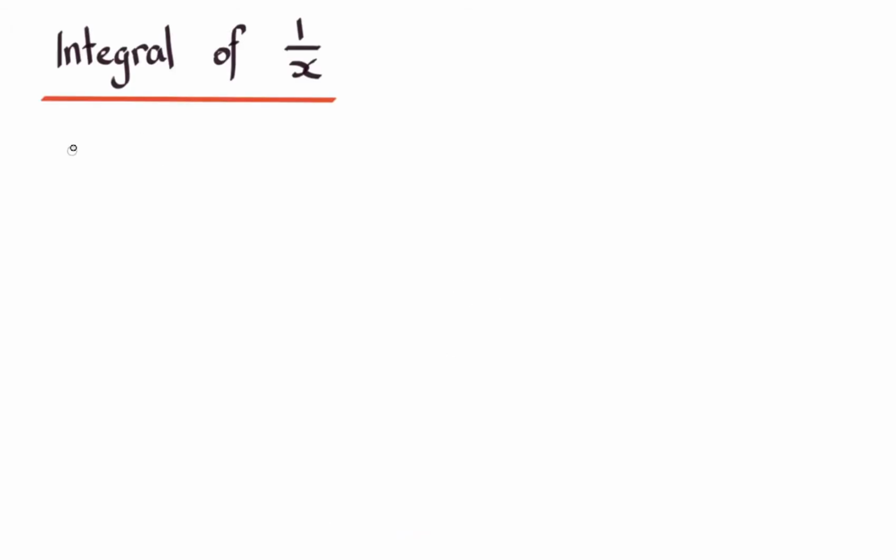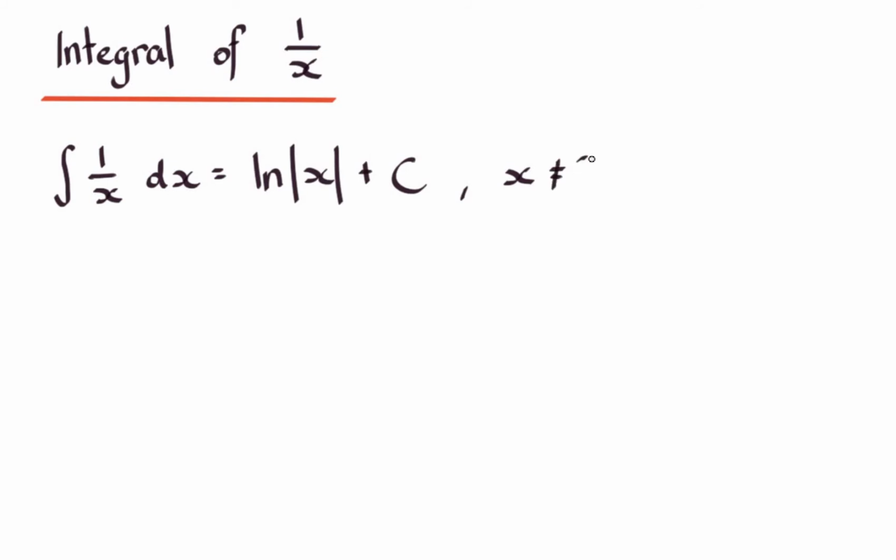So starting with our standard hyperbola, 1 on x, when we integrate this function, we get the natural log of the absolute value of x, plus our constant of integration. And let's also note that in this case x cannot be equal to 0, because x is on the denominator here in this fraction.